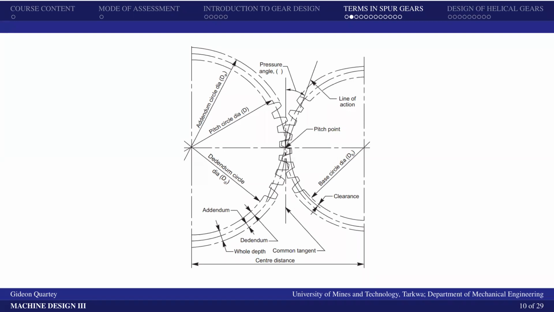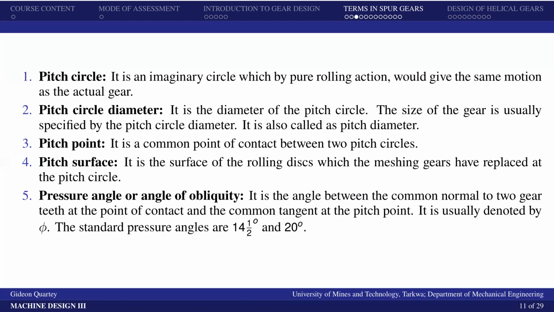That's the pitch point over there, the base circle diameter, the clearance we've looked at the other side. Then we have what you call the common tangent, and then center to center distance, or the center distance, which is actually the distance between the center of one gear to the center of the other gear. And these are the gears that are meshing. Okay. All right. So let's look at what's the pitch circle.